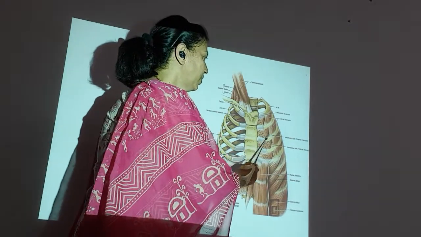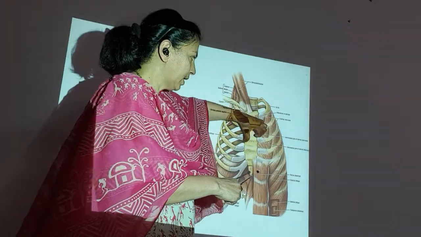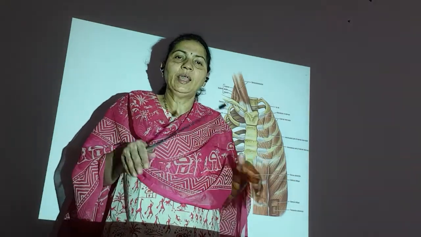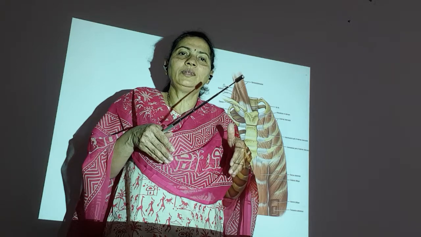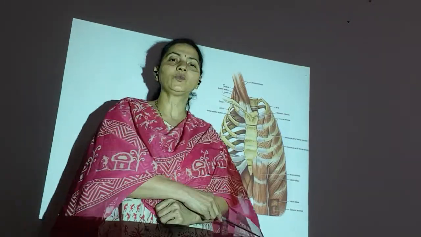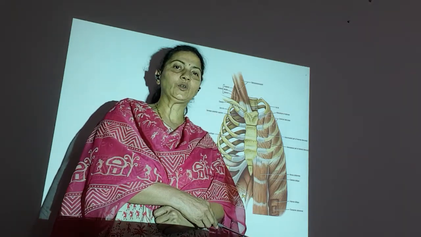Now see the direction of the fibers of internal intercostal. If they contract like this, they are going to pull back the rib below them, isn't it? Every internal intercostal muscle will contract and bring the rib below it nearer. So what will happen? It will create a positive pressure in the thorax, and the air will be forced out. So the internal intercostal muscle is going to assist in expiration. This is clear?